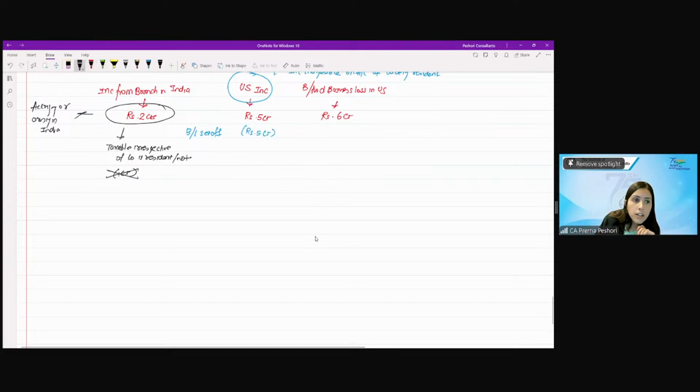Then the TDS will be as per which section? Section 195. The TDS will still be covered under 195 and not 194 JC, all of those sections. Tax rate shall be 35%. Yes or no, students? Is this clear? Any questions? Any doubt? Is the concept of residency clear to everybody? Any questions anybody has?